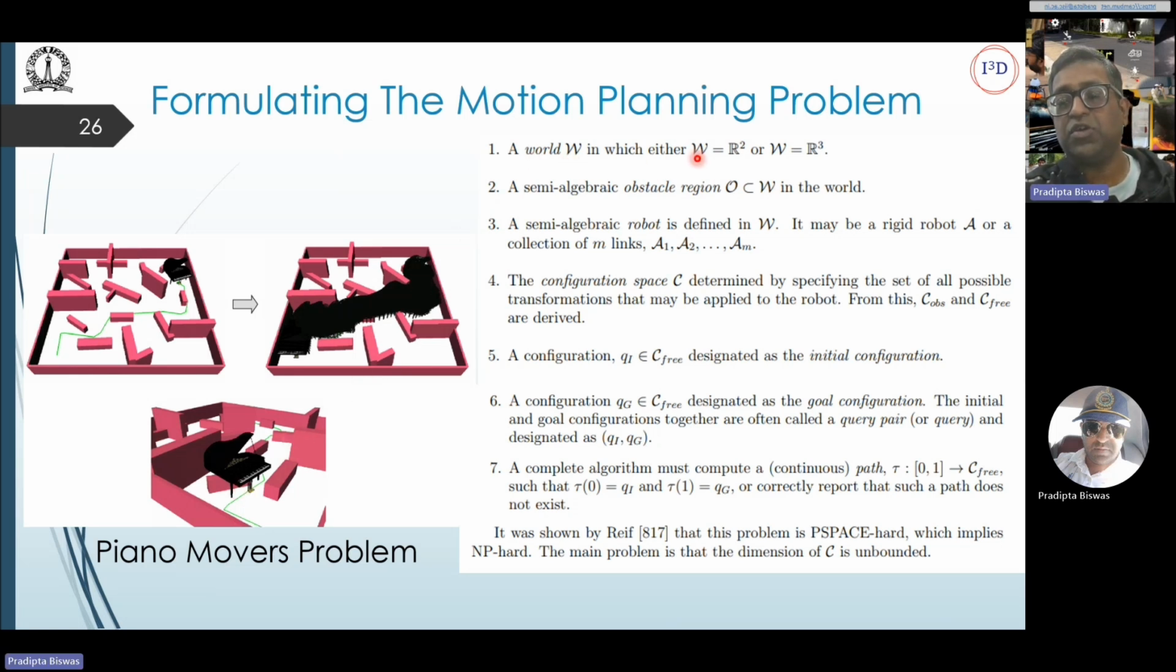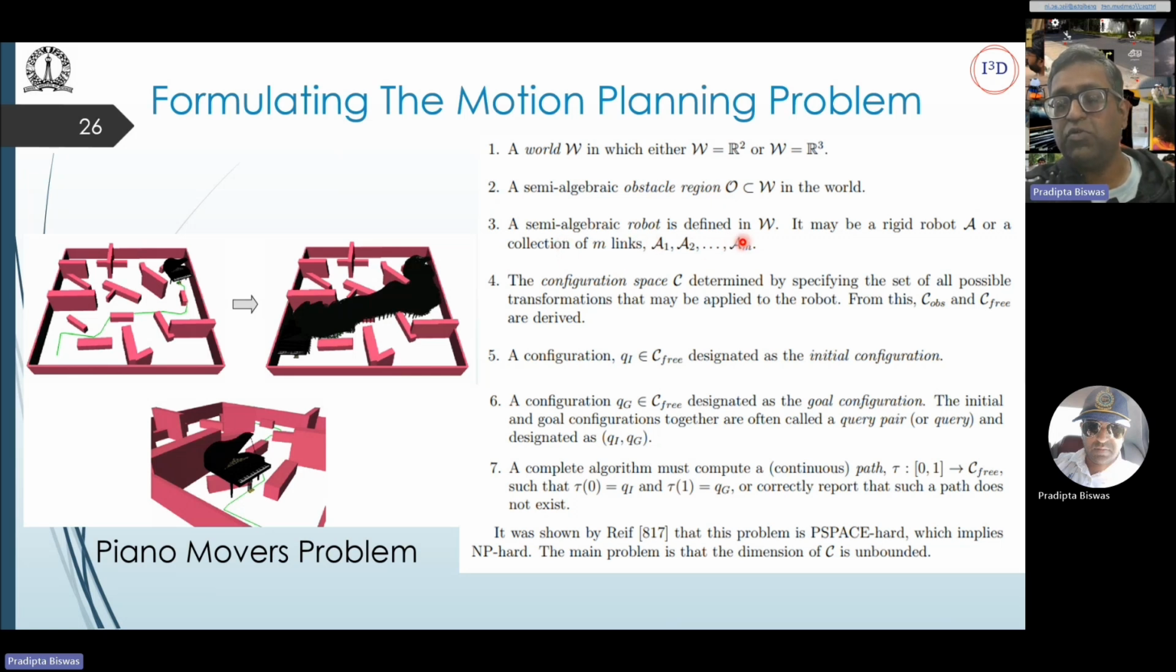So we define a world, which we represent by the set of real numbers. This is 2-dimensional or 3-dimensional. We have a semi-algebraic obstacle region O, and in the next class we'll find the equation which defines the structure of O for a very simple example.